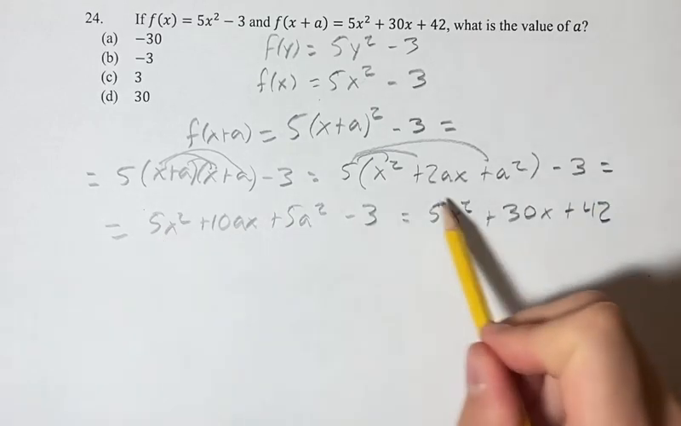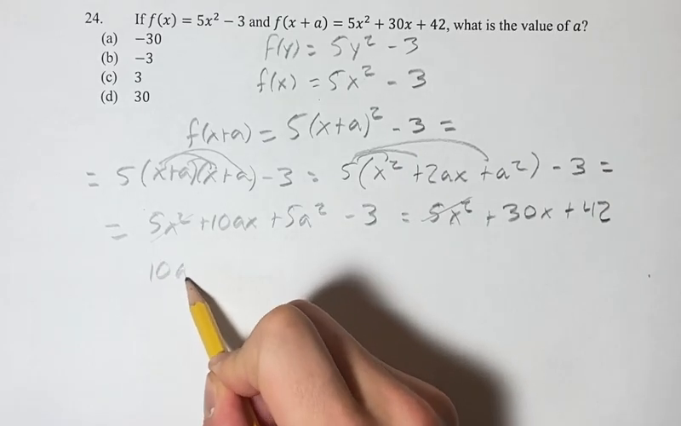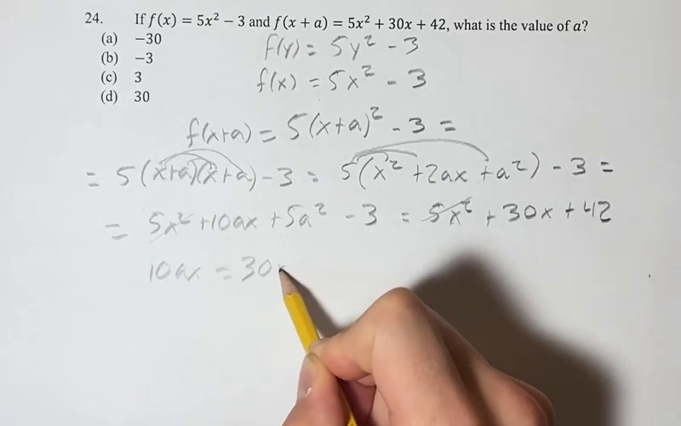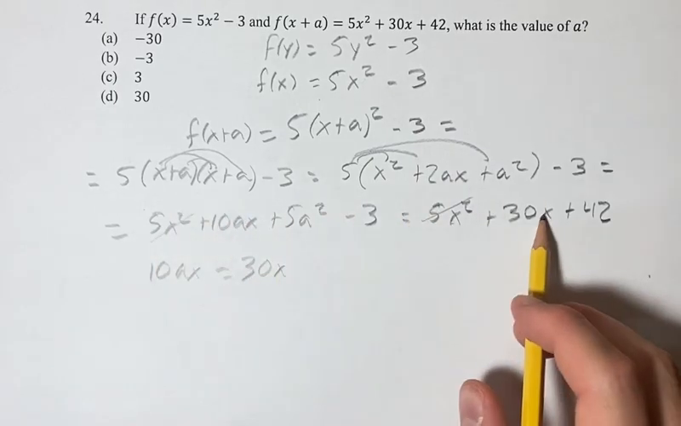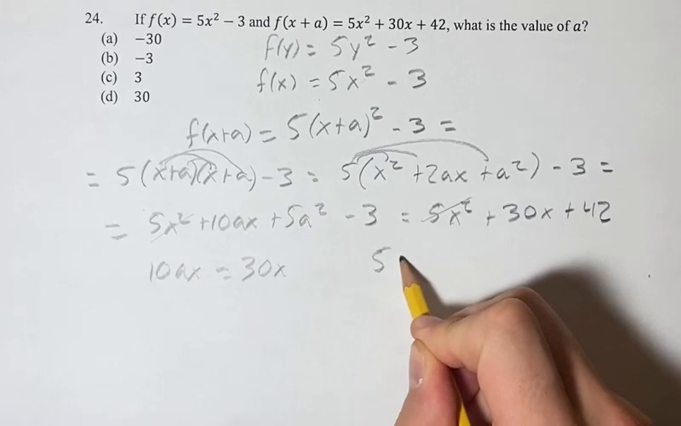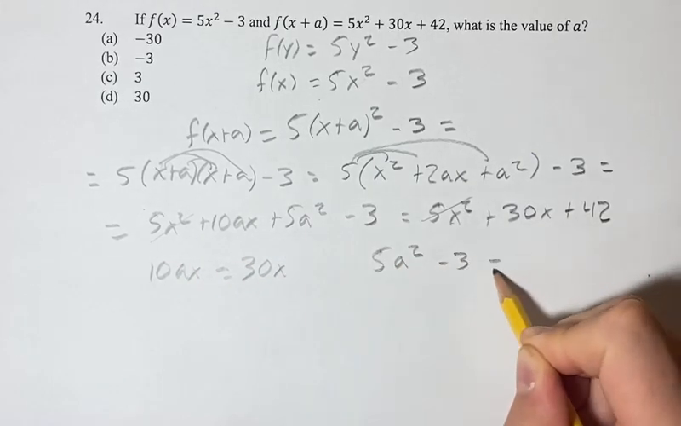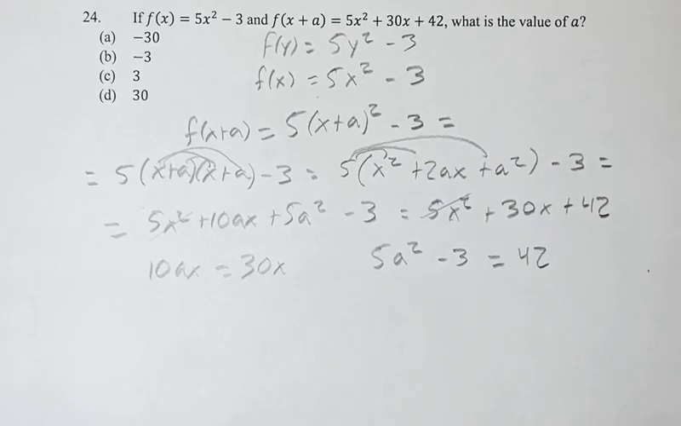So 5x squared is equal to 5x squared, so the x squared terms check out. 10ax is equal to 30x, right? For these to be equal, the x squared terms have to be equal, the x terms have to be equal, and the constants have to be equal. So 10ax has to be equal to 30x, and 5a squared minus 3 has to be equal to 42. So either one of these could give you the value of a. I'm going to use this one, it just looks a little bit easier.